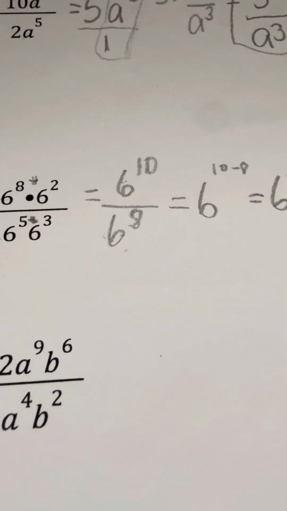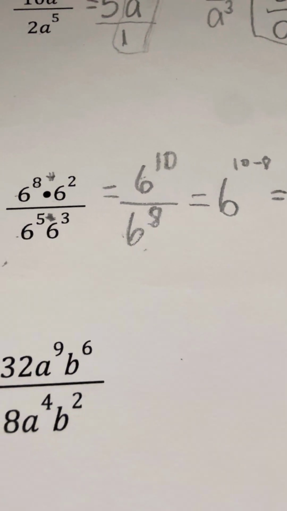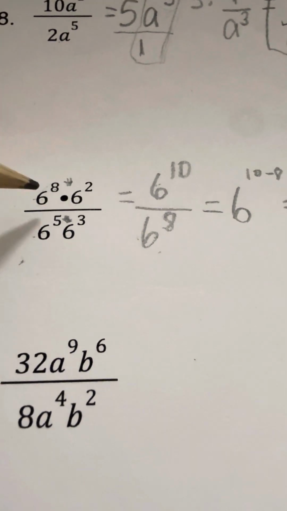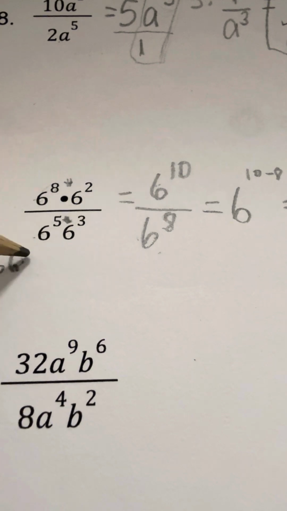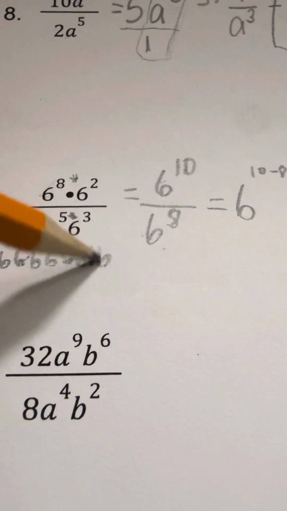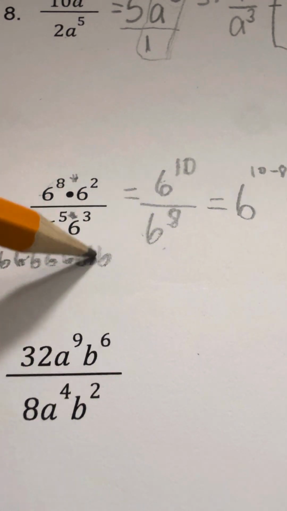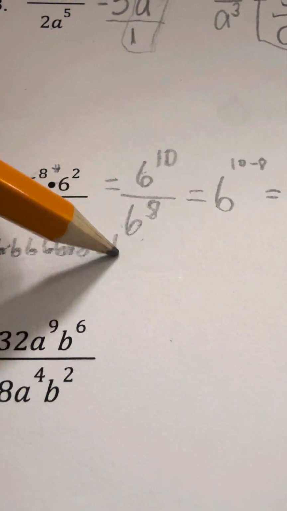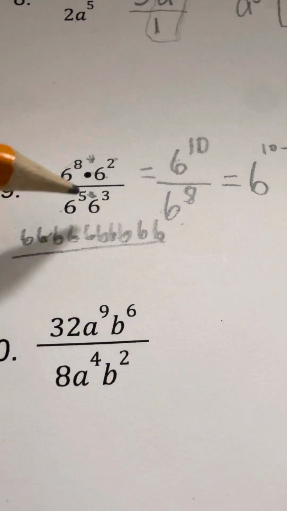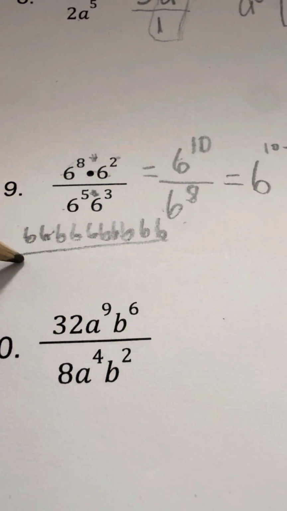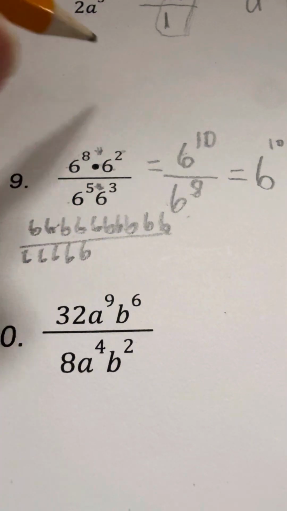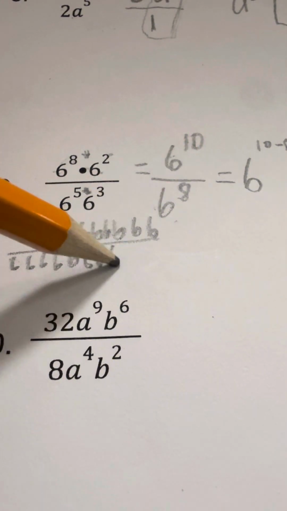Now, again, if you are one of those people that struggles really hard with remembering all these rules, you literally can just write 6 to the 8th power. You write it out 8 times. Write the 6 out 8 times. So 1, 2, 3, 4, 5, 6, 7, 8. Then I'm going to do 2 more, because that's 6 to the 2nd power. And then we're going to do the same thing down here. You've got 6 5 times. So you're going to do 1, 2, 3, 4, 5. Then there's 3 more. 1, 2, 3.